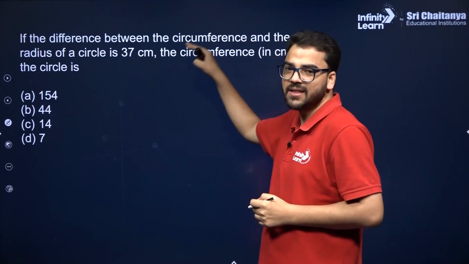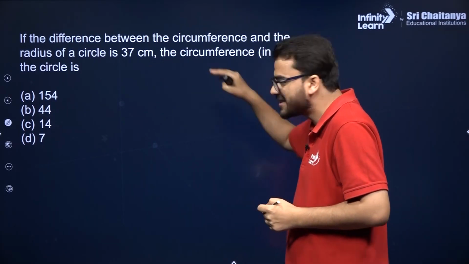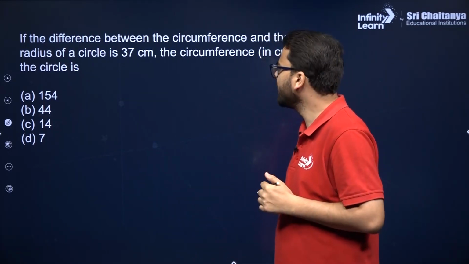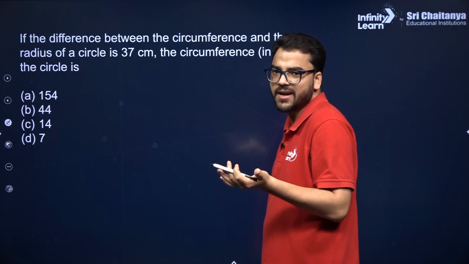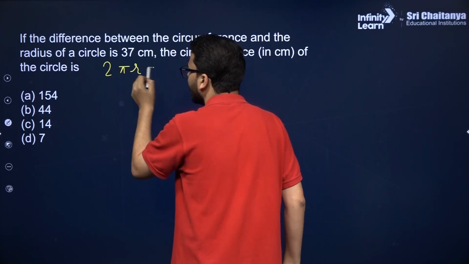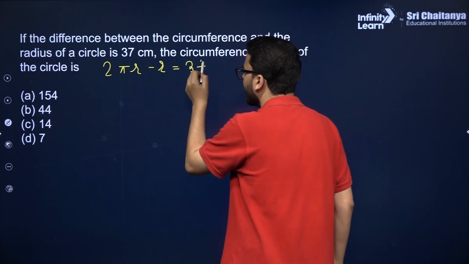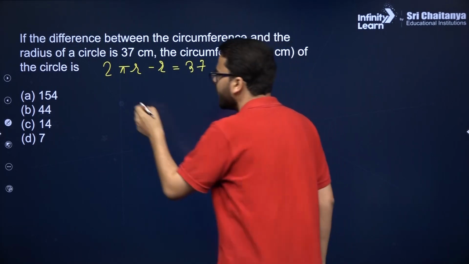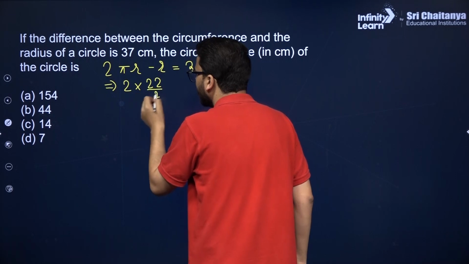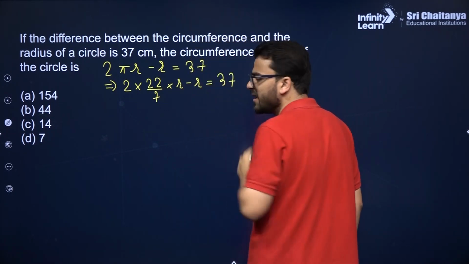If the difference between the circumference and the radius of a circle is 37 centimeter, find the circumference of the circle. Suppose radius is not given, suppose it is r. So difference between the circumference and the radius of the circle is 37 centimeter over here. So let's simplify it. If nothing is given, you have to take pi is equal to 22 upon 7 into r minus r, that is equal to 37 centimeter.